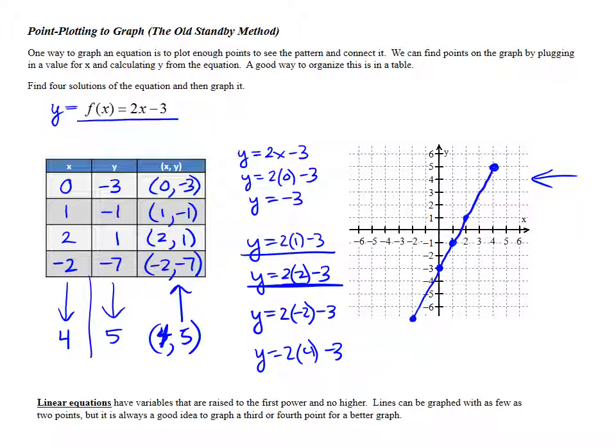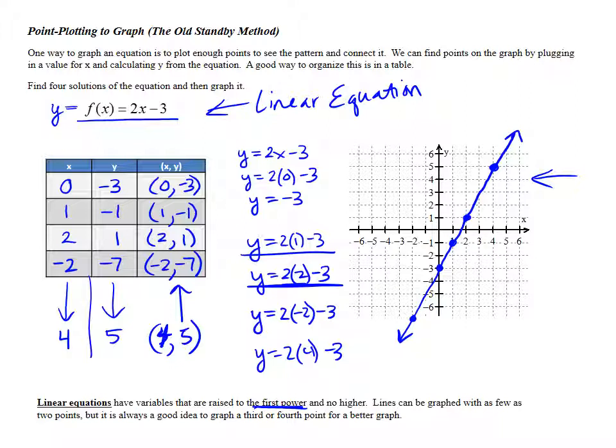And once we recognize the pattern, we can connect the pattern with a curve, or in this case, a straight line. So we connect it, just like connecting the points. So this ends up giving us a straight line, because this is actually a linear equation. A little reminder, linear equations are going to be equations in which the variables are raised to the first power and no higher. Lines can be graphed with as few as 2 points. To actually graph this, I really just needed 2 of these.